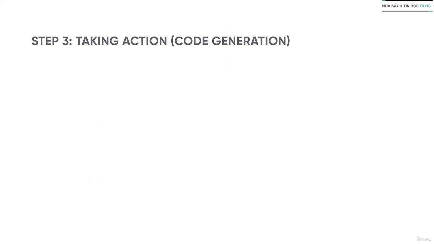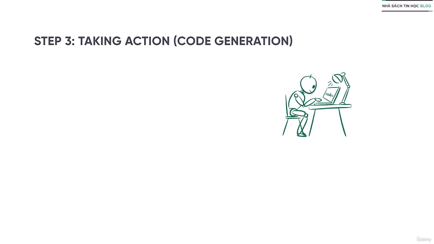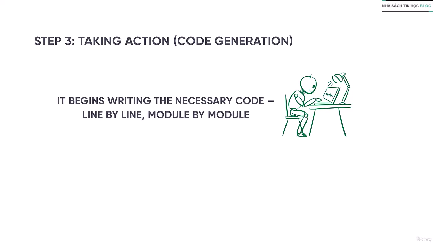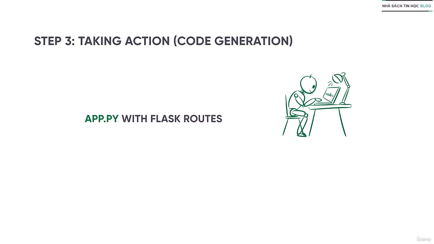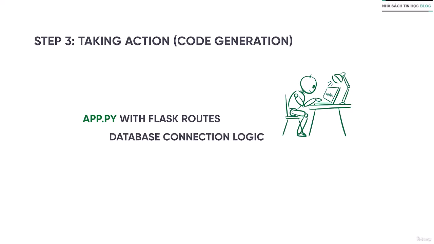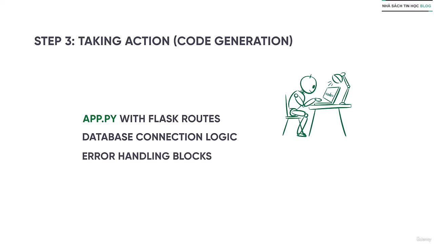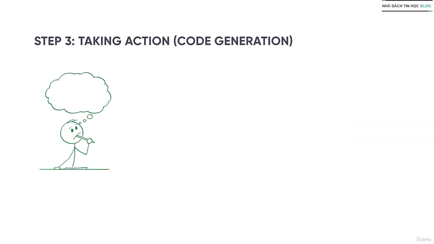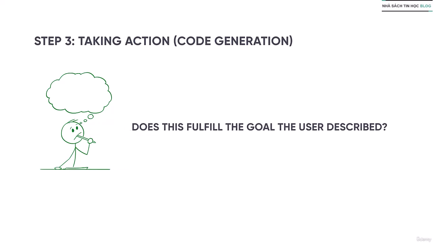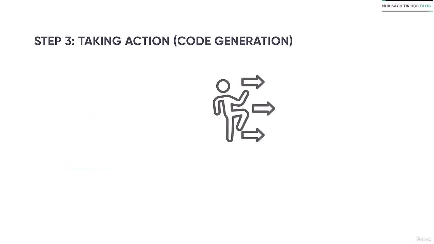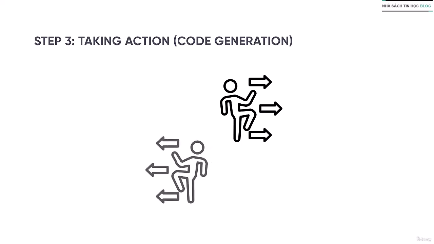Now the agent starts acting. Step 3 is taking action. It begins writing the necessary code line by line, module by module, exactly as per the plan. So it creates app.py with Flask routes. It writes the database connection logic. It writes the error handling blocks. Then it pauses and thinks, does this fulfill the goal the user described? If yes, it moves to the next step. If not, it revises.